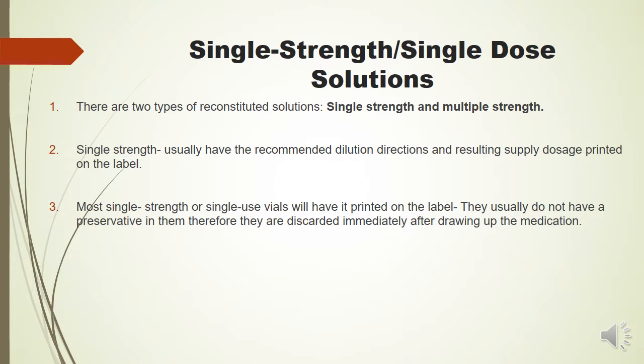So let's talk single strength and single dose solutions. There are two types of reconstituted solution, single strength and multiple strength. Single strength vials only have one recommended dilution direction and the resulting supply dosage printed on the label. So we can only make it in one form. There's only one amount of fluid you can add to that in order to make it the appropriate concentration, and that's it. We'll continue to talk about single strength. Most single strength vials will have that direction printed on their label, just like we saw in our cefazolin example on the previous slide.